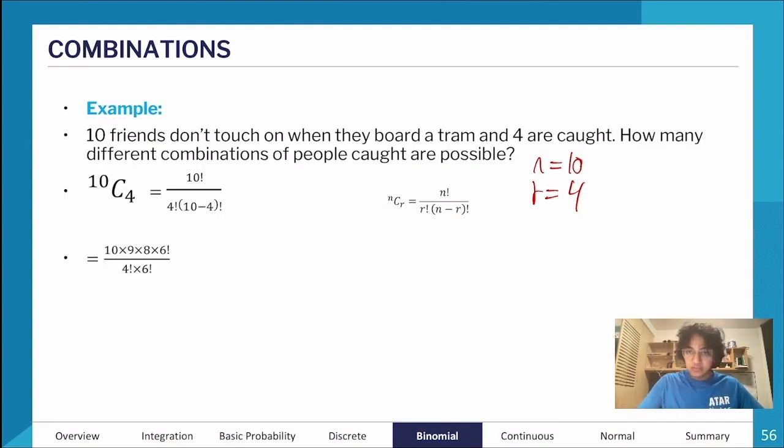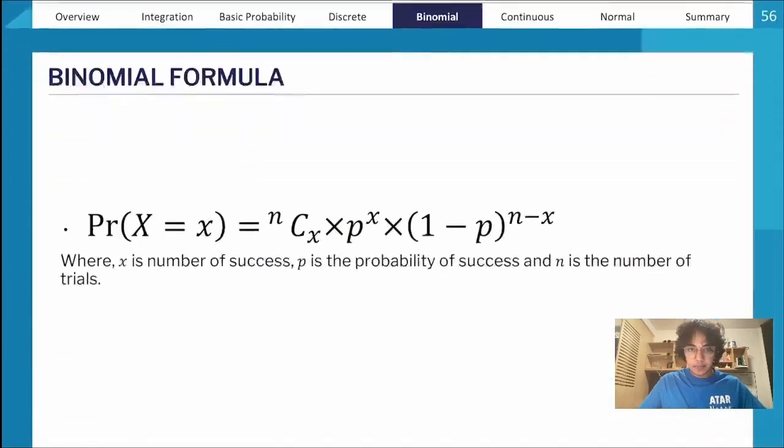Now, if you leave things in factorials, you can cancel them out. So 10 times 9 times 8 times 6 factorial. So then these 6 factorials can cancel out. And so you're left with 10 times 9 times 8 divided by 4 times 3 times 2. So it's always good to cancel out where you can. So the 4 and the 2 are going to cancel out with the 8. And the 3 and the 9 are going to cancel out to make 3. So it's just 10 times 3, which is equal to 30.